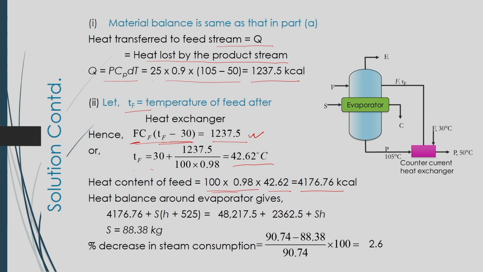Similarly, if you do the heat balance around the evaporator, then you can say that this amount of feed is entering, and according to that, what will be the energy, and what will be the energy supplied by that steam. That will be equal to what is coming out from that product stream, and also from the vapor components from the evaporator. So, after substitution of this value, we can solve: S will be equal to 88.38 kg.